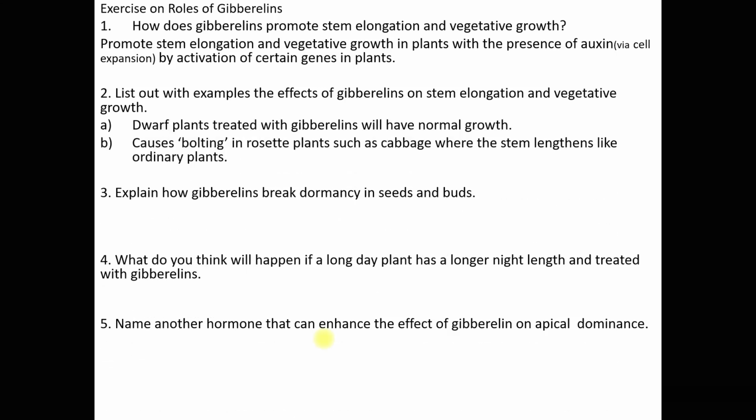Okay, so the examples are dwarf plants, which when treated with gibberellins will have normal growth. And gibberellin causes bolting in rosette plants such as cabbage, where the stem lengthens like ordinary plants.